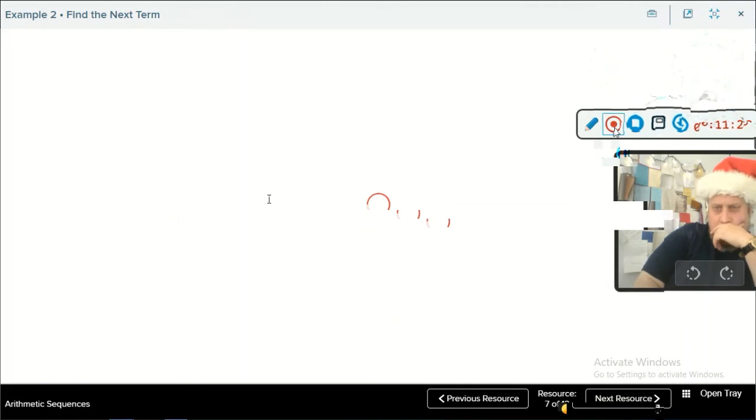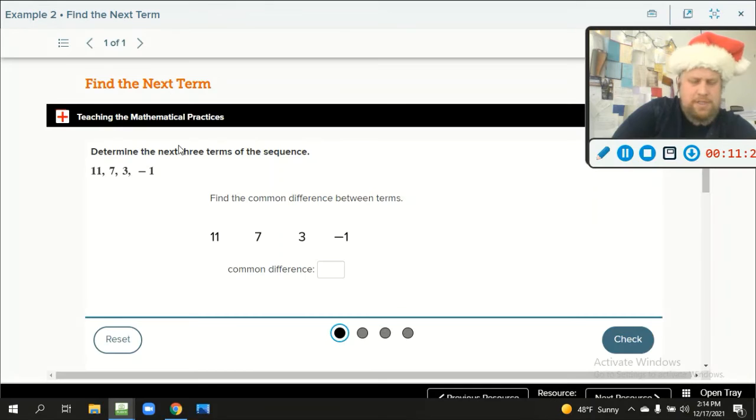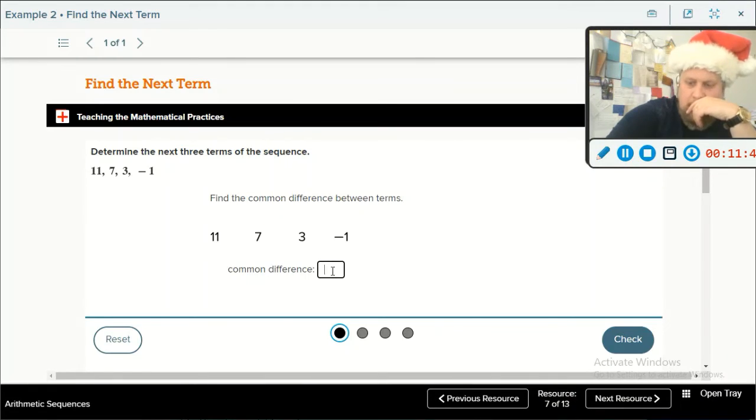Determine the next 3 terms of the sequence. Okay, so let's look at this. It goes 11, 7, 3, negative 1. So 11 minus 7 is 4. 7 minus 3 is 4. 3 minus negative 1 is 4. Okay, so that's a difference of 4 each time. So to find the common difference, it is minus 4. We're subtracting 4 each time.